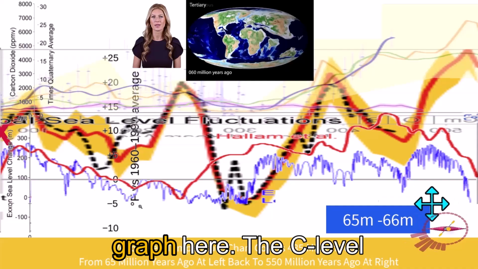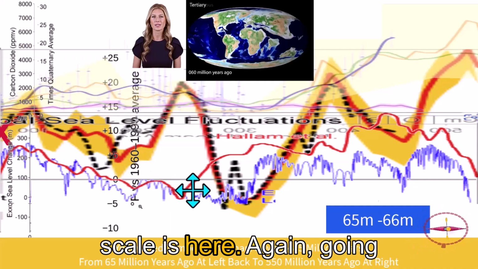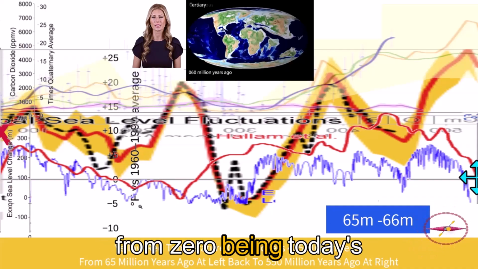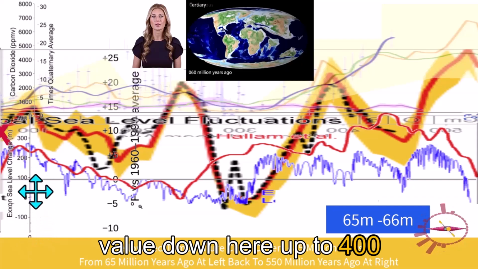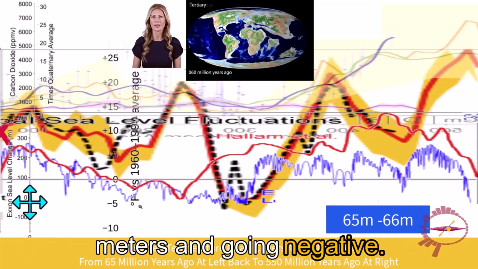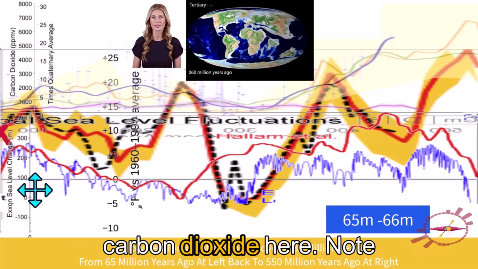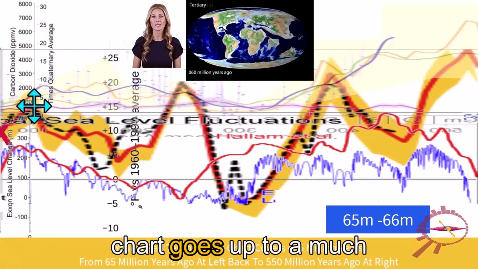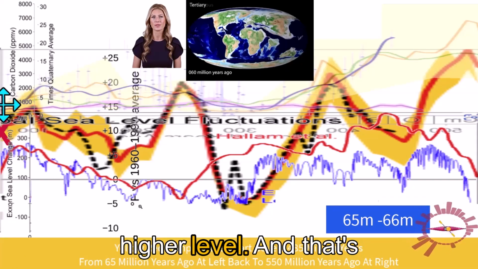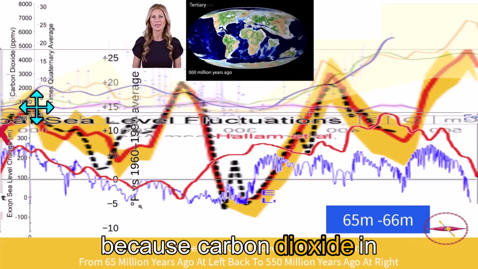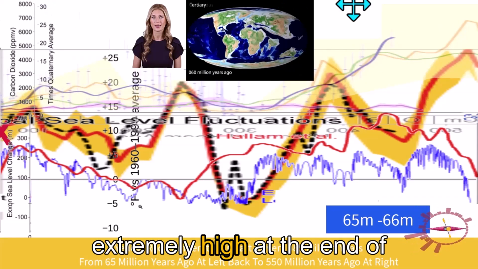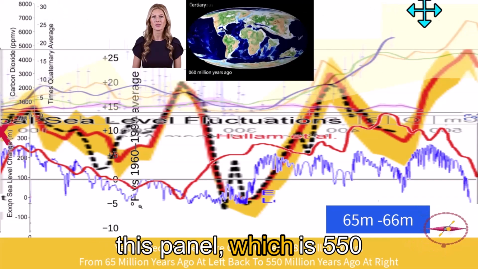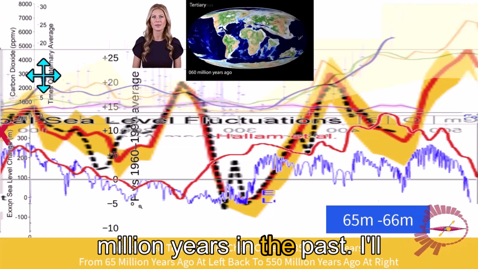Sea level has this red graph here. The sea level scale is here. Again, going from 0 being today's value down here up to 400 meters and going negative. However, sea levels here, carbon dioxide here. Note that the carbon dioxide scale on this particular chart goes up to a much higher level. And that's because carbon dioxide in the atmosphere was extremely high at the end of this panel, which is 550 million years in the past.